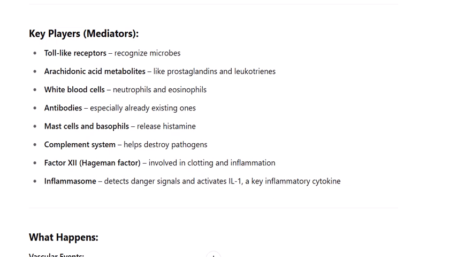Factor 12, Hageman factor, is involved in clotting and inflammation. The inflammasome detects danger signals and activates IL-1, a key inflammatory cytokine.